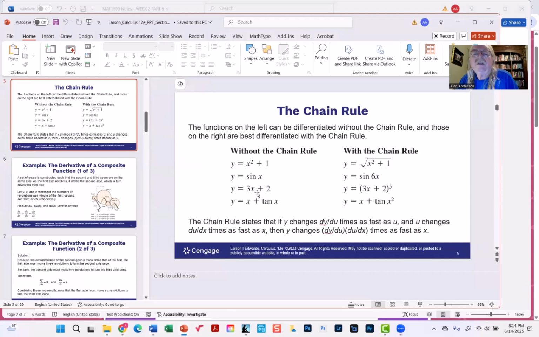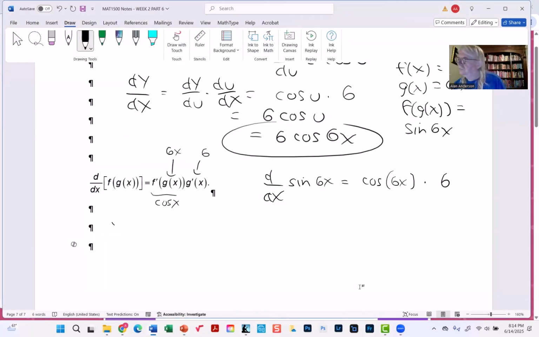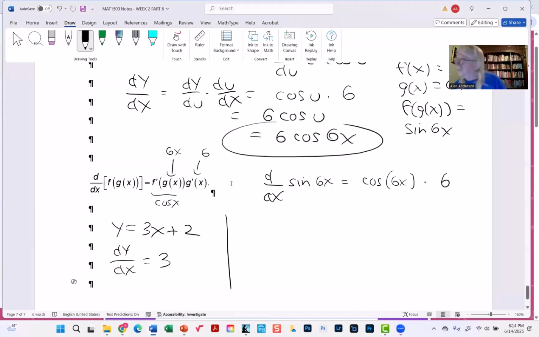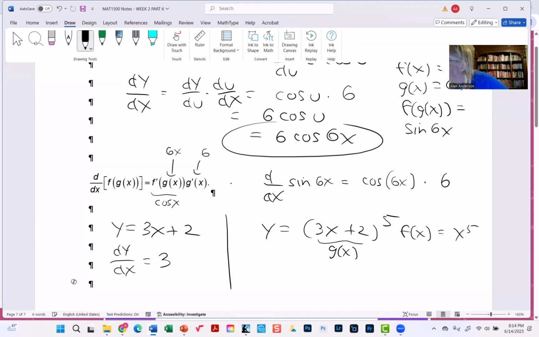Okay. So now here's a good example. y equals 3x plus 2. There's no need to use the chain rule. There, you don't have a composite function. So we'll just use the power rule. But this one, 3x plus 2 to the fifth, you certainly do have a composite function because you can think of this as your g of x. And then f of x would be x to the fifth. So f of g of x would be g of x to the fifth. And that's your 3x plus 2.